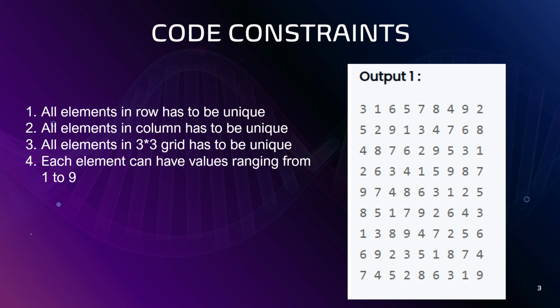And now let's move on to the fourth constraint. It states that each element can have values ranging from 1 to 9. For the given 9x9 board, we can have any values from 1 to 9 in each cell. That is, we can't have any values out of the range 1 to 9 in a cell. That will be the fourth code constraint.